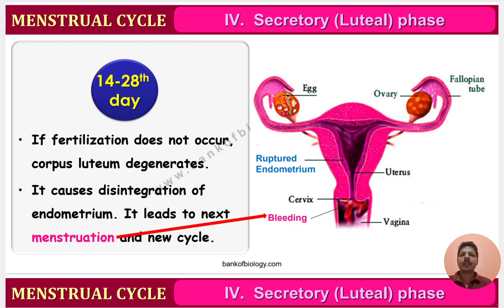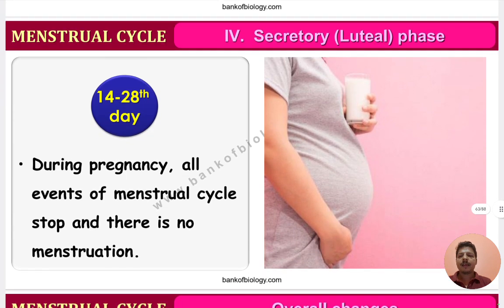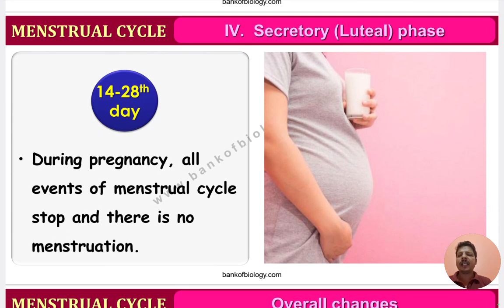Next is the luteal phase. Here the same points are given, and the next menstrual cycle means bleeding occurs again. During pregnancy, all the events of the menstrual cycle stop and there is no menstruation.